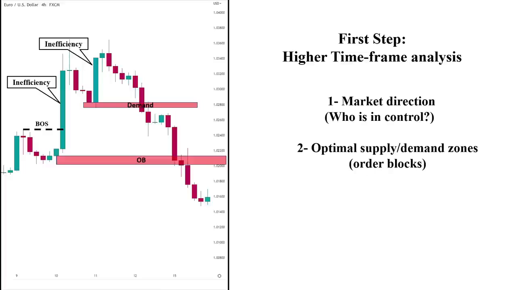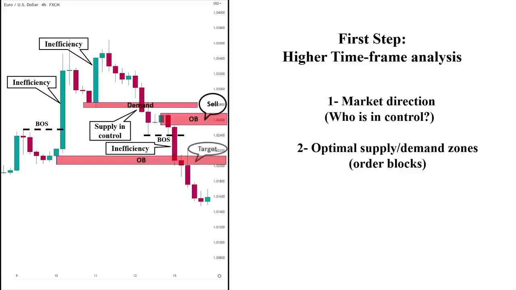After that, price broke the demand zone to the downside, so we can now say that supply took control. Once again, we had inefficiency with a break of structure, so we mark the new order block. And this zone would make a perfect selling opportunity, and our target would have been the next unmitigated order block.